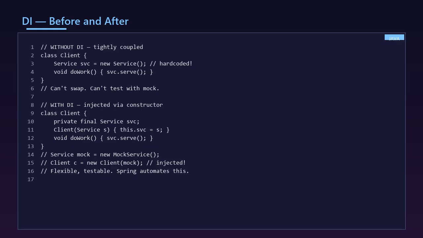Now, with dependency injection, the client accepts a service through its constructor. It doesn't create it. Someone else, the caller or the framework, passes it in. Want to test? Pass a mock service. Want a different implementation? Just inject it. The client class never changes. This is why every major framework, Spring Boot, Dagger, Guice, is built around dependency injection. It makes your code flexible and testable.